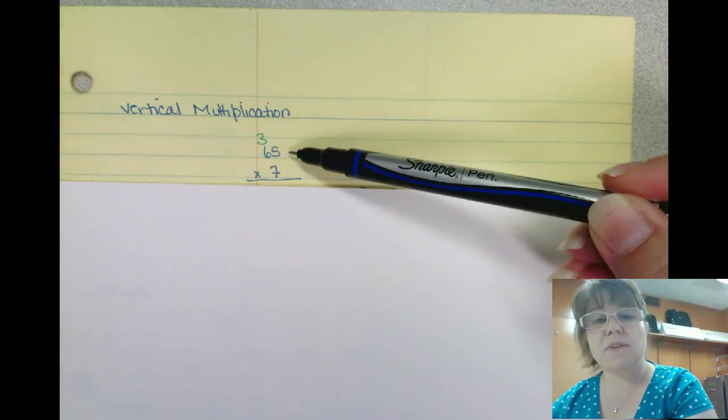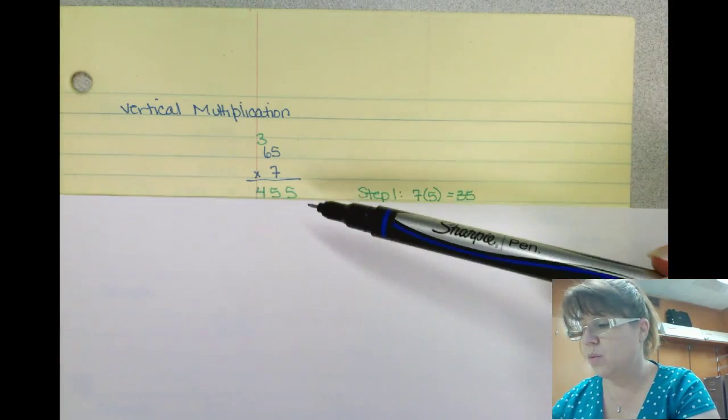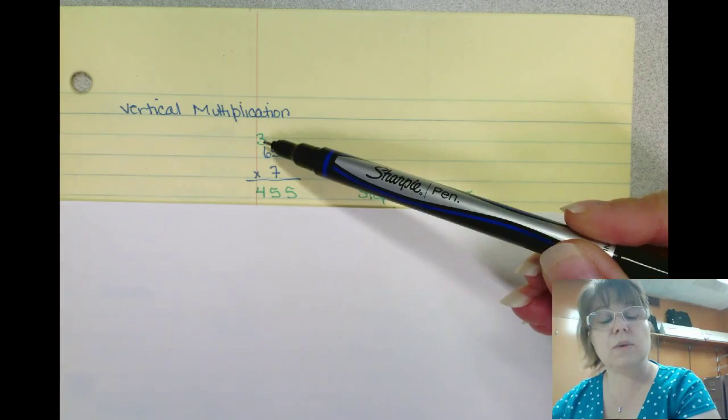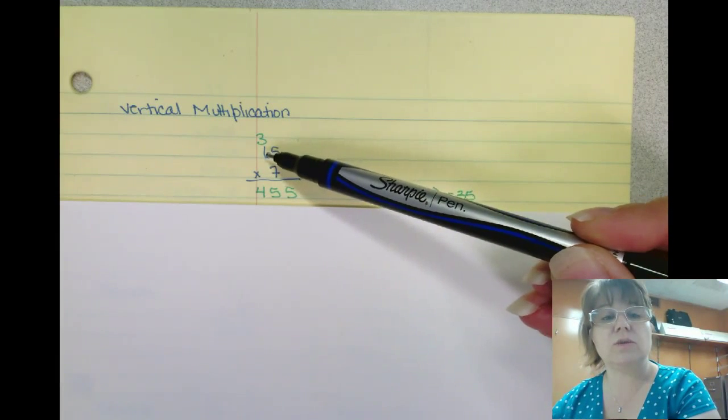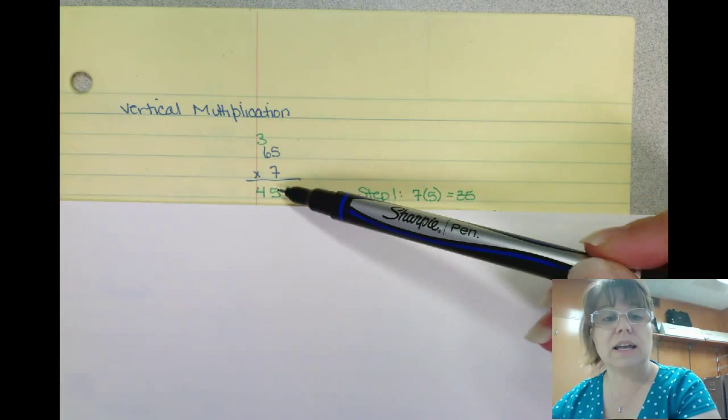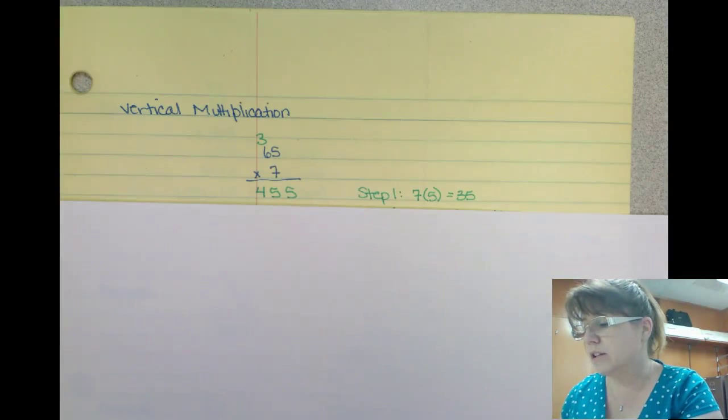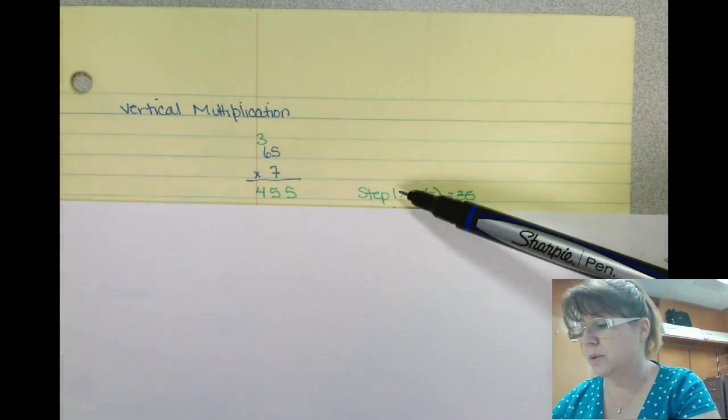So 7 times 5 is 35. We're going to write the 5, carry the 3, and then 7 times 6 is 42 plus 3 is 45, and it does work. So let's look at exactly what steps we're doing.